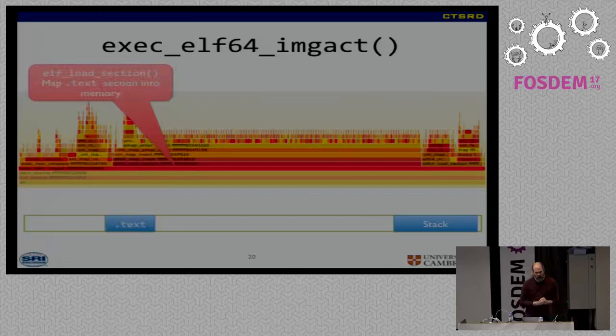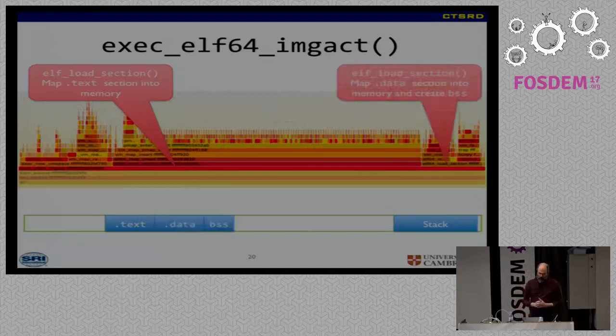First, ELF load section maps the text segment into memory. For those who aren't familiar, the text segment is the part of the program that contains the executable code, as well as typically some constants related to execution. For instance, offsets for jump tables and the like.